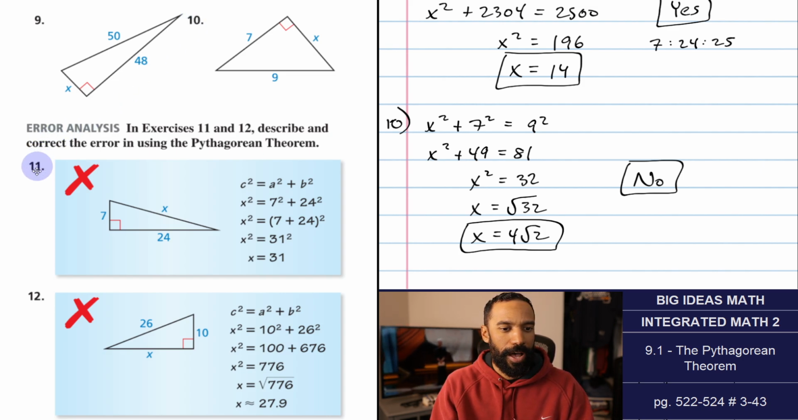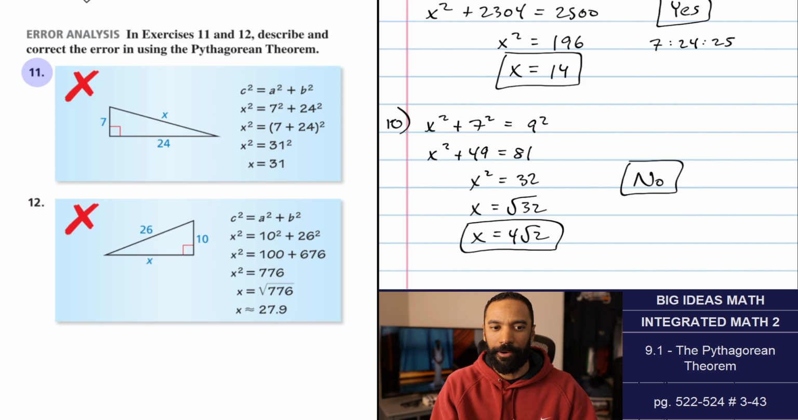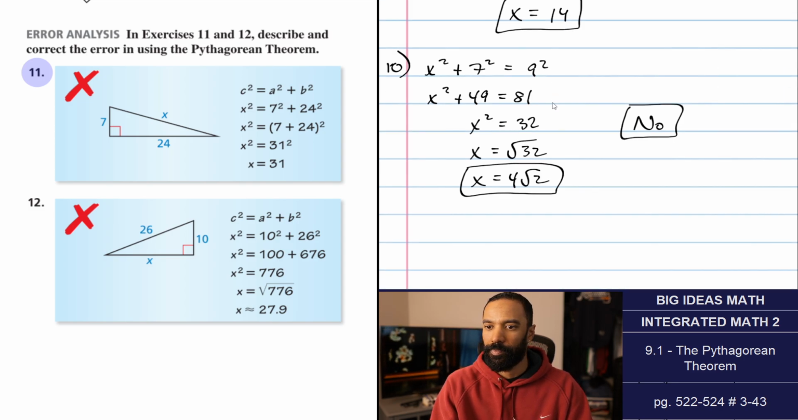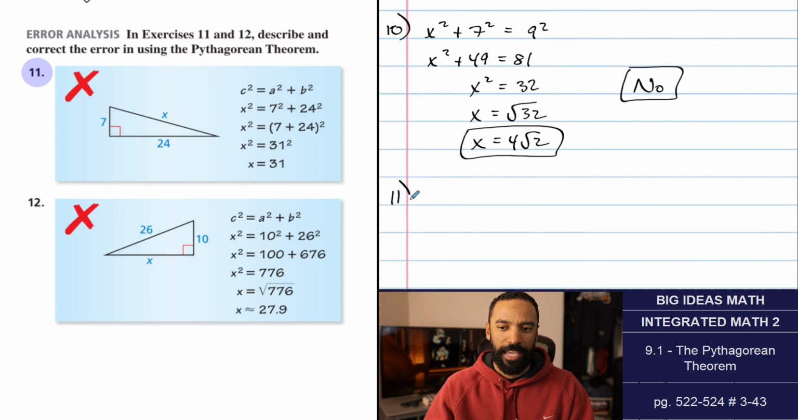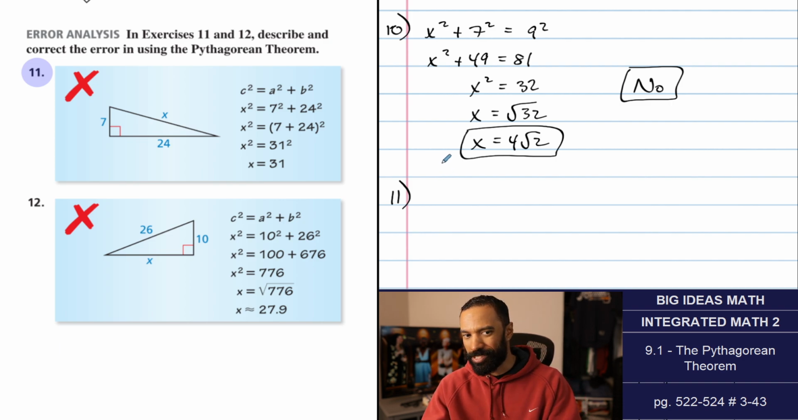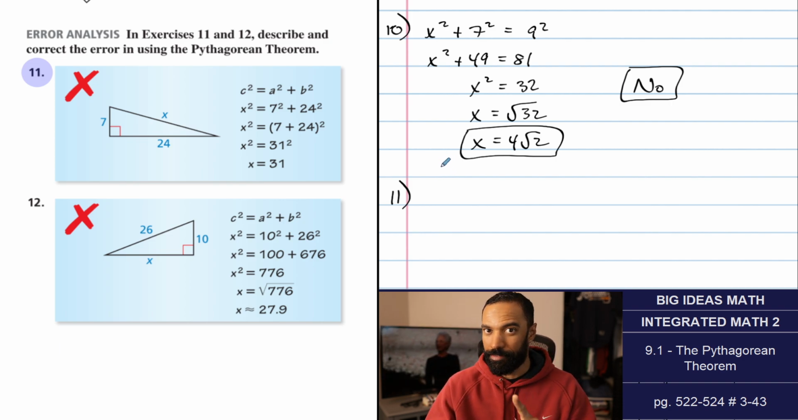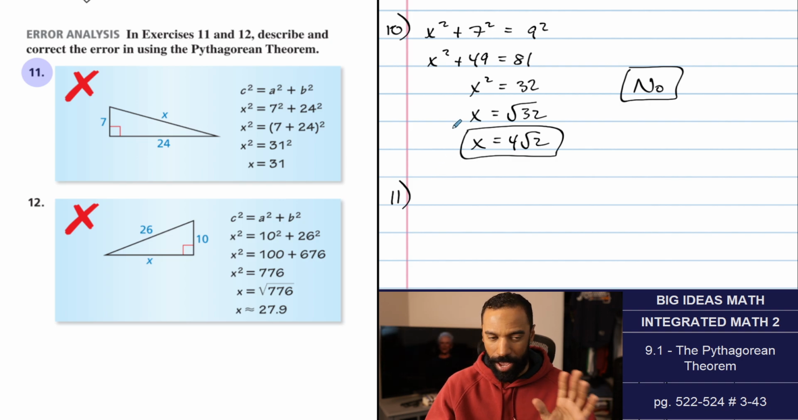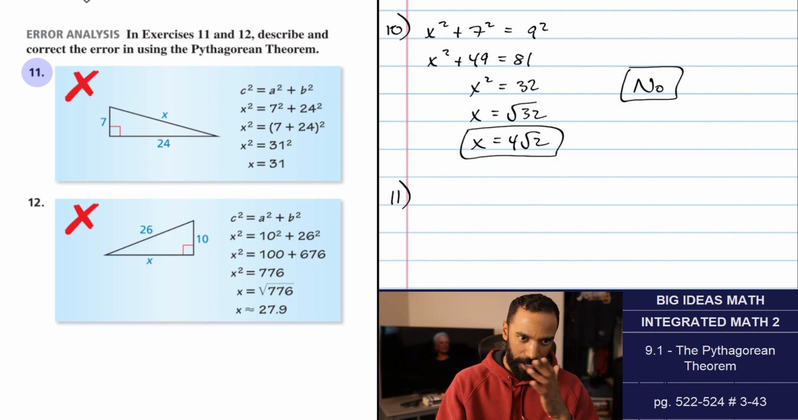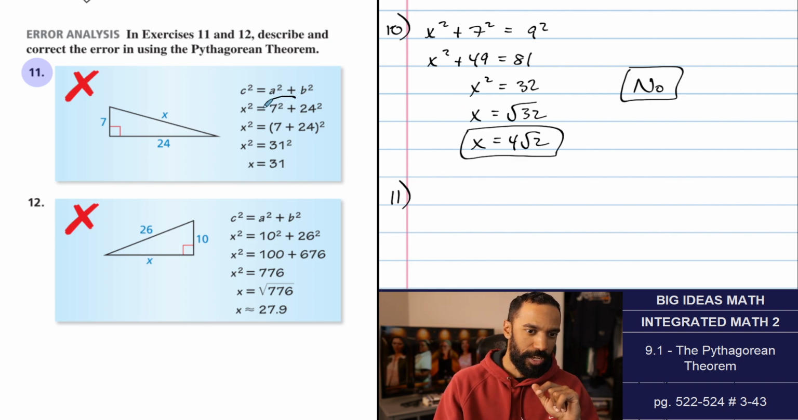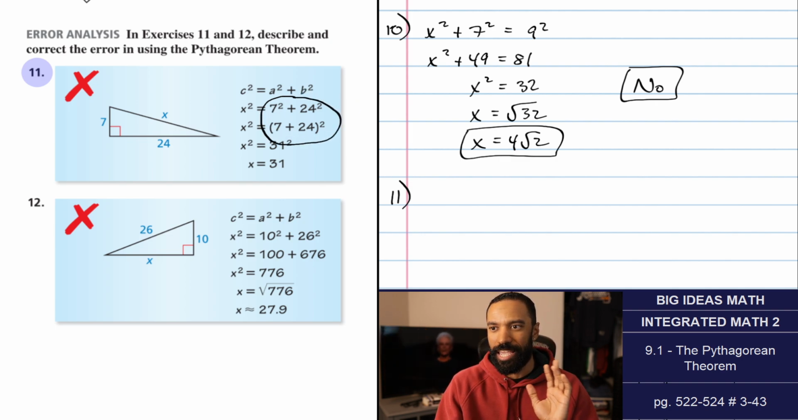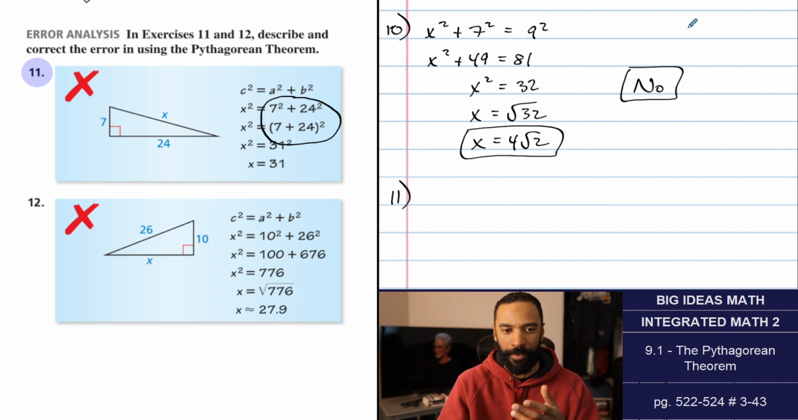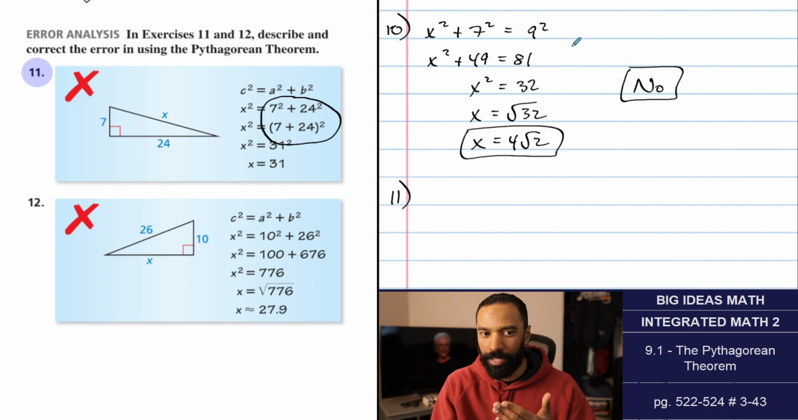Okay, in 11 and 12, describe and correct the error in using Pythagorean theorem. This probably isn't a common thing that people do specifically, but there are things off of this that people will make a mistake of. So I'm identifying the mistake already. They are assuming that a squared plus b squared is the same thing as taking a plus b and then squaring it, as if to say 7 squared plus 24 squared is 31 squared.